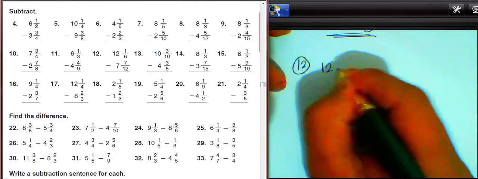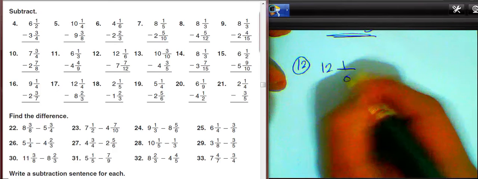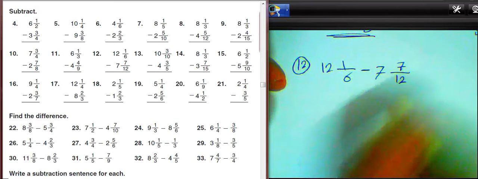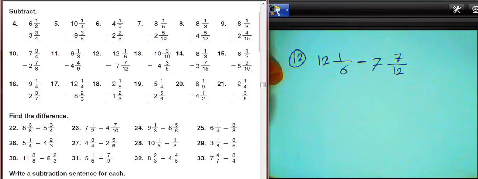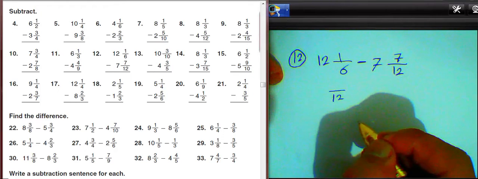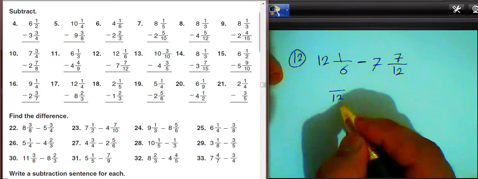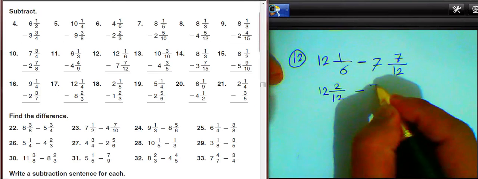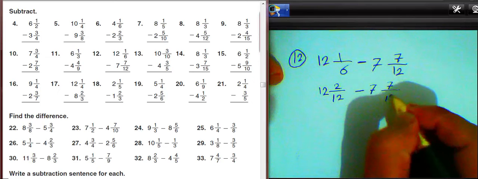12 and 1 over 6. Subtract 7 and 7 over 12. We can write 12 here, because 12 can divide by 6. 2 times 6 equals 12, 2 times 1 equals 2, and we have 12 here. Subtract 7 and 7 over 12.